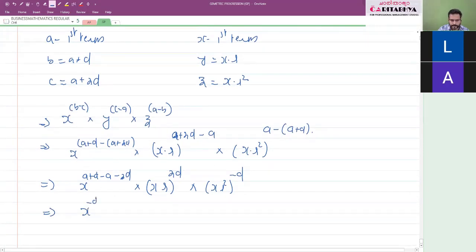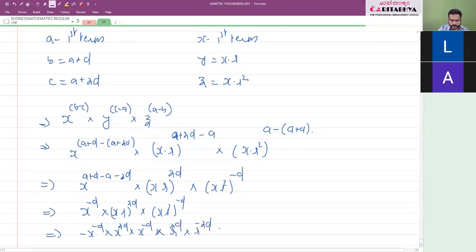So that is x raised to minus d into x r the whole raised to 2d into x r square raised to minus d. So this can be written as x raised to minus d into x raised to 2d into x raised to minus d. The x terms, then r raised to 2d into r raised to minus 2d, equal to x raised to 0 into r raised to 0, which is equal to 1.